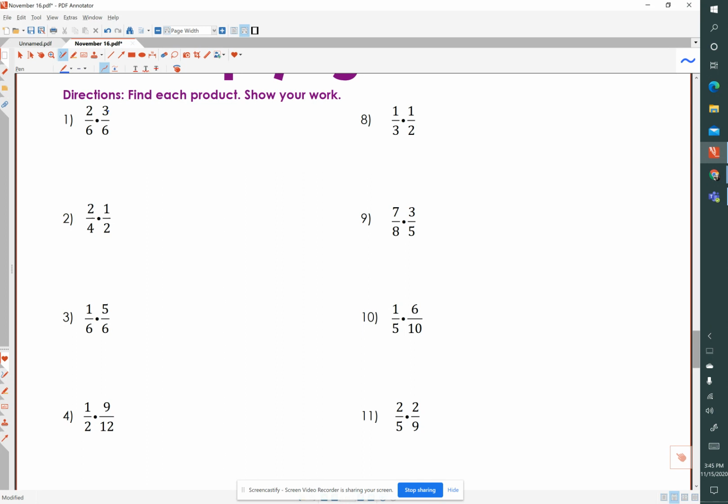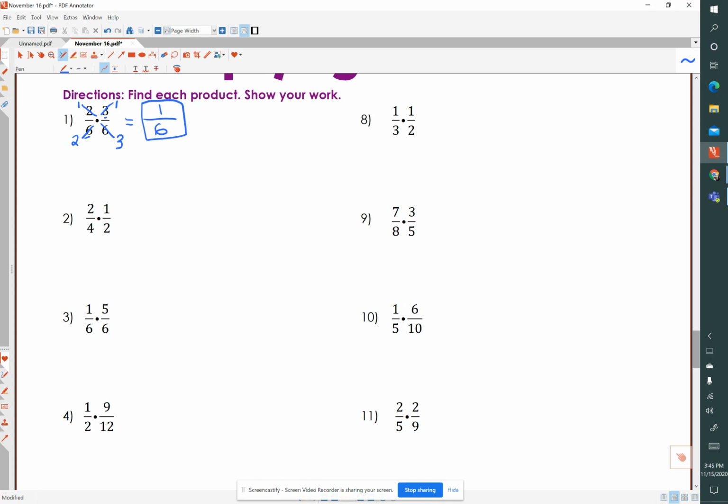So what I see here is a 3 and a 6. 3 divided by 3 is 1. 6 divided by 3 is 2. Now I see a 2 and a 6. 2 divided by 2 is 1. 6 divided by 2 is 3. Now I multiply across. 1 times 1 is 1. 2 times 3 is 6. I cannot simplify that any further. That's a final answer.